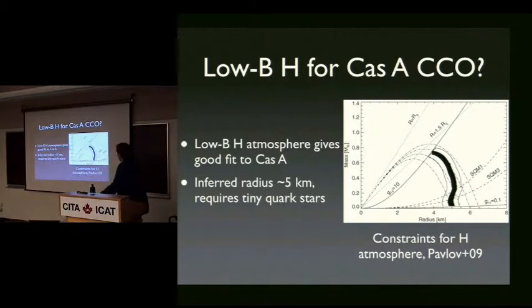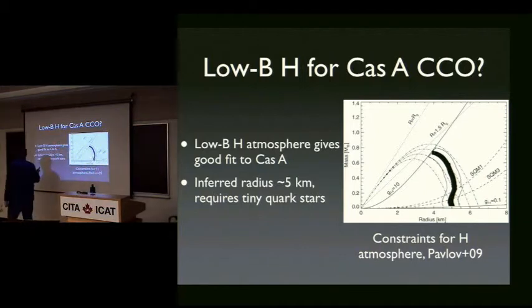So what are the different possibilities for explaining what's going on here? If you fit with a hydrogen atmosphere, which Pavlov and Luna have done, you do get a good fit. But the inferred radius is only 5 kilometers. If you accept that there are no pulsations, that means you're seeing it from the entire surface. This is the kind of constraint you get in mass-radius space. So then you're in this little range.